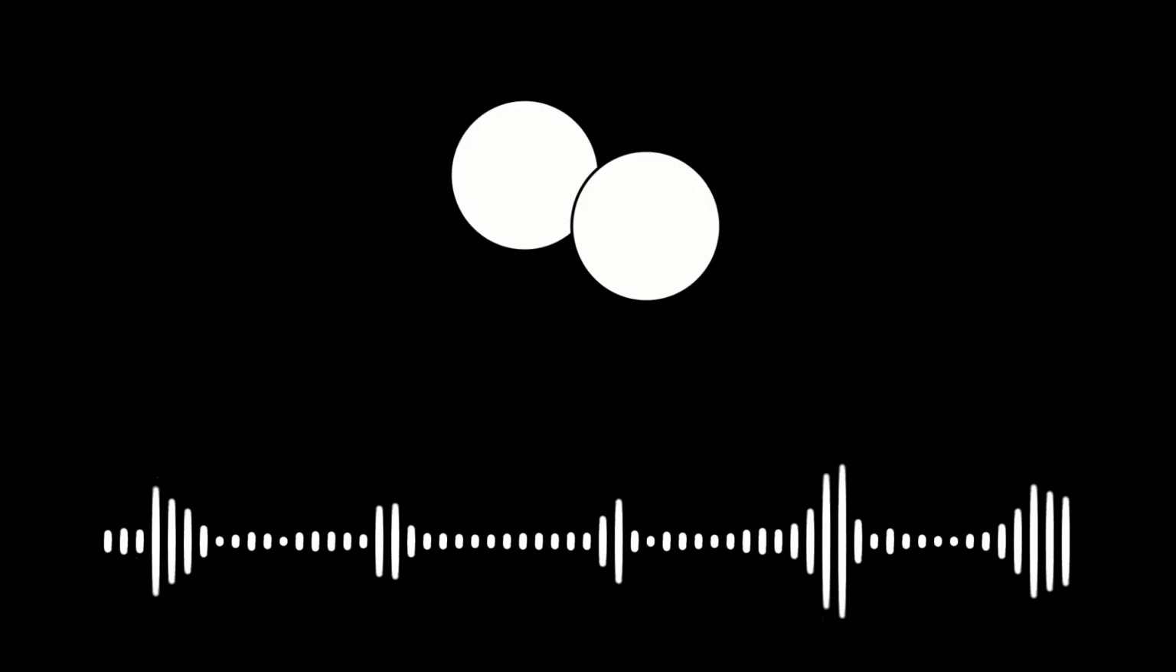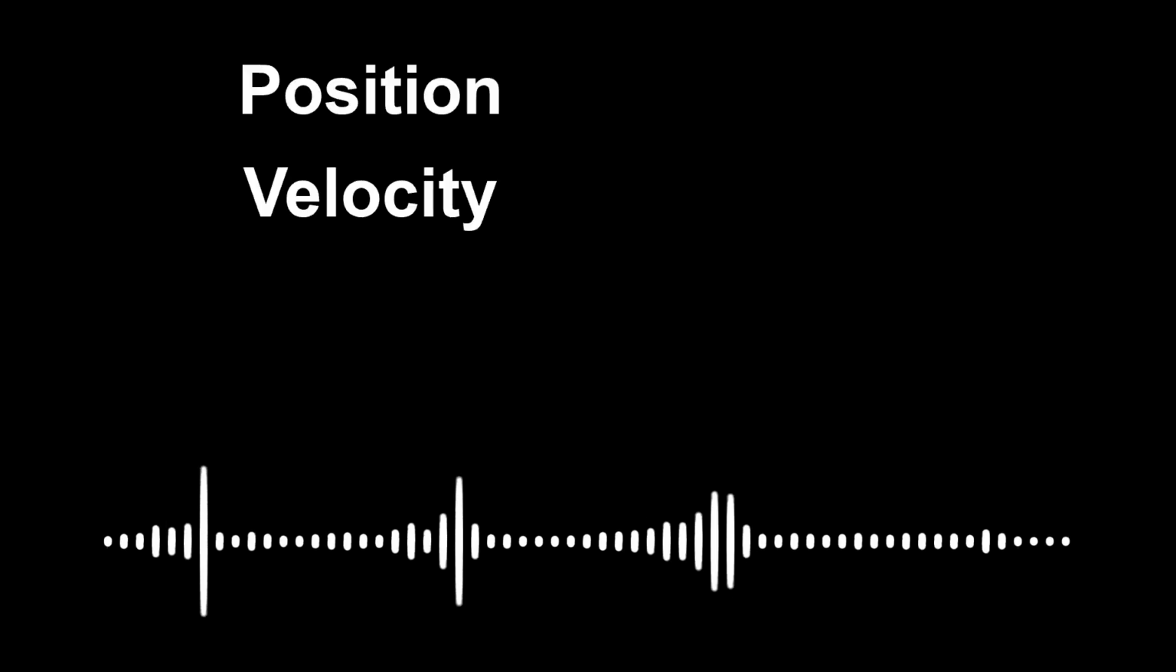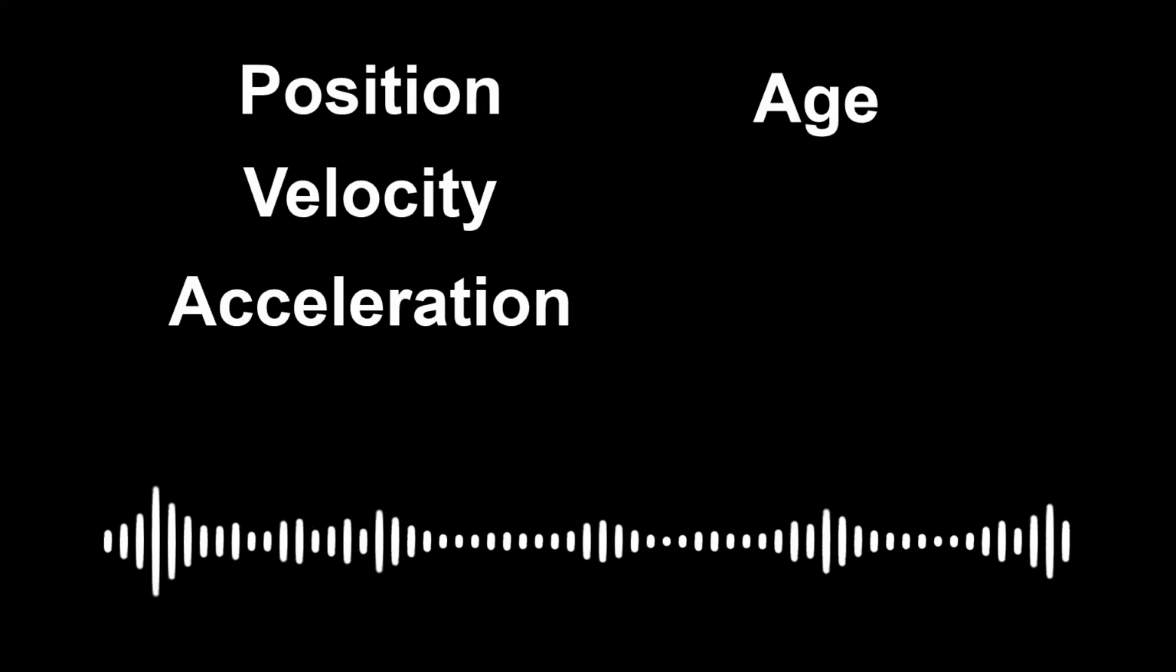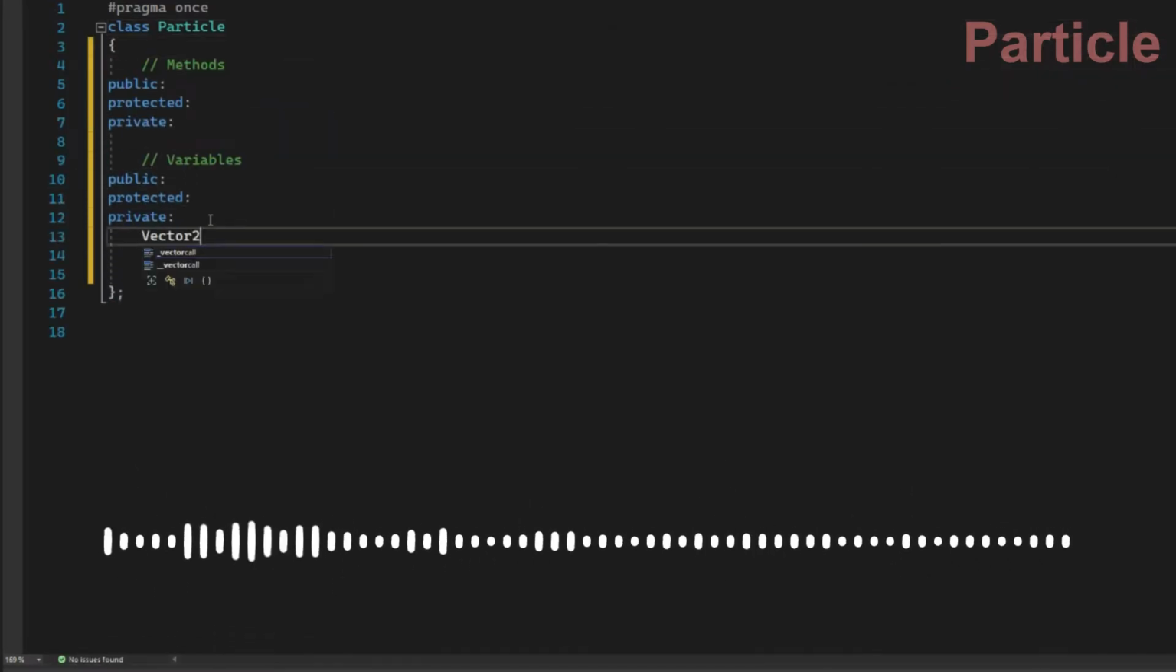In my particle system, a particle is not an entity, or my definition of an entity. I don't need particles to collide with each other or the environment. So what does a particle need? Its current position, velocity, acceleration, age, and lifespan. So I'll chuck those under private.